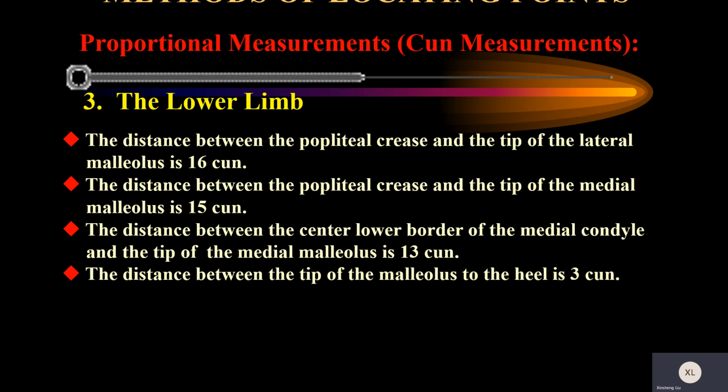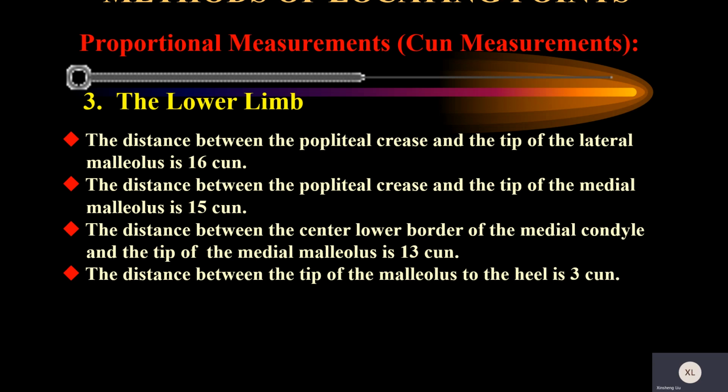Distance between the popliteal crease on the back of the knee, right? To the tip of the lateral malleolus is 16 cun. You have to locate the bladder channel and the GB channel points. And the distance between the popliteal crease and the tip of the medial malleolus is 15 cun. Remember that. One is the lateral malleolus, that means lateral side, outside, right? It's 16 cun. And the medial malleolus is 15 cun, the inside of the leg and the knee, right? That means the medial malleolus is a little bit higher than the lateral malleolus. Yeah, the lateral malleolus is a little bit distal to the medial malleolus.